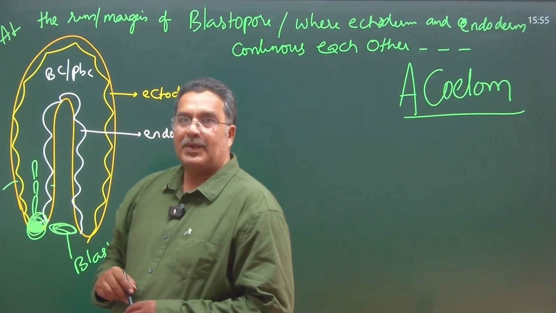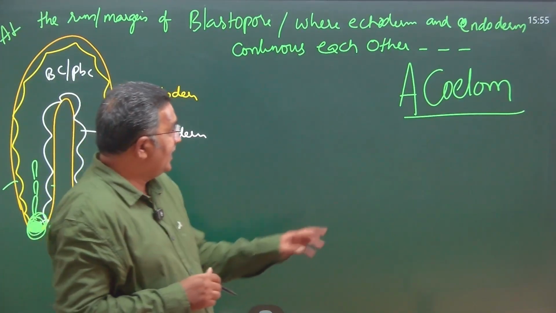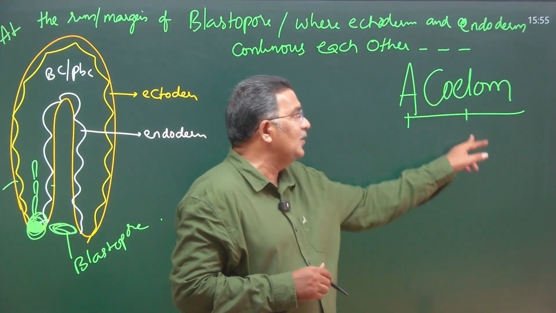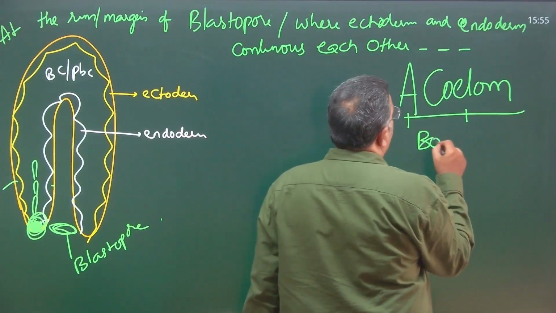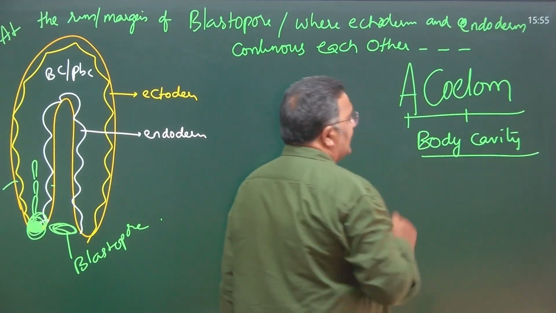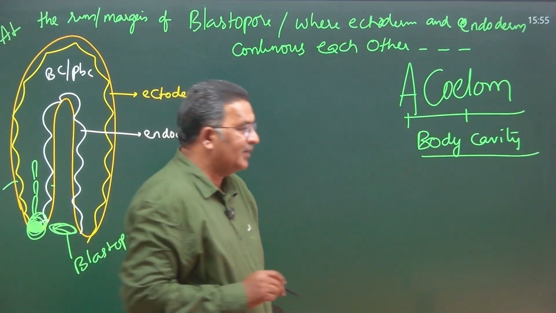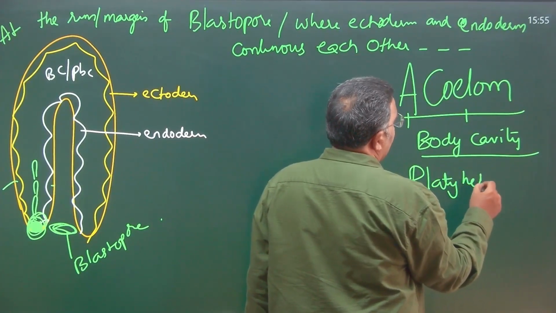Did you remember acoelomata? In the last class, we said A means absent, coelom means body cavity. So, what is acoelom? Body cavity is absent. Acoelom, body cavity is absent. Phylum Platyhelminthes.